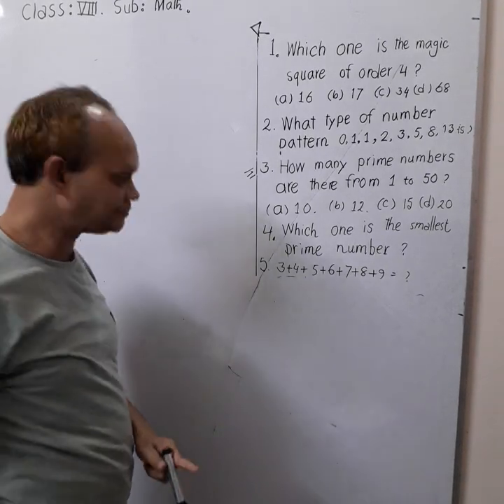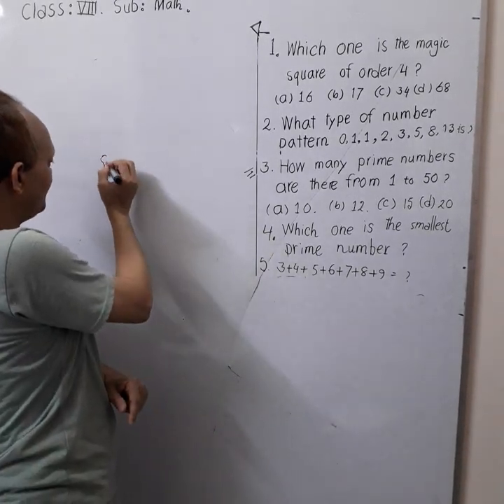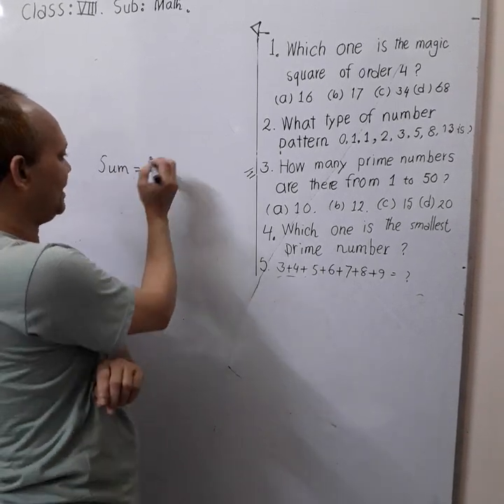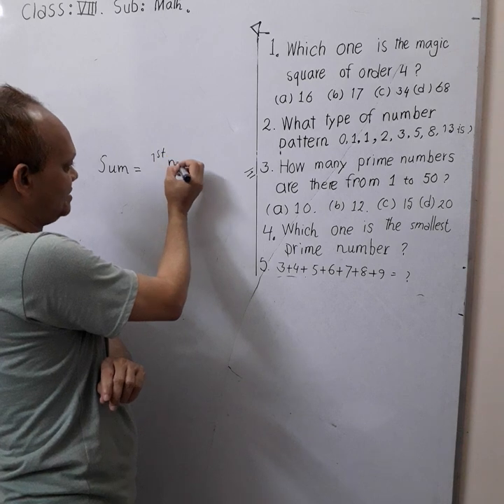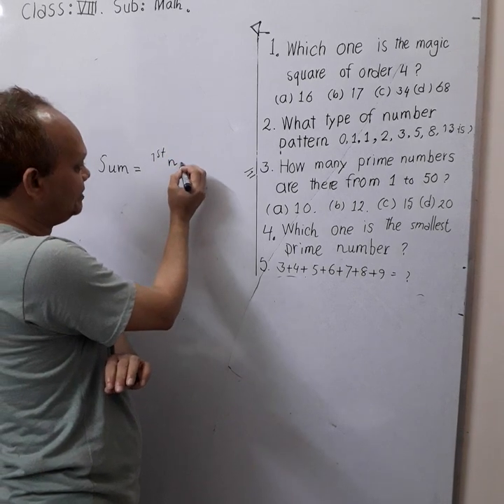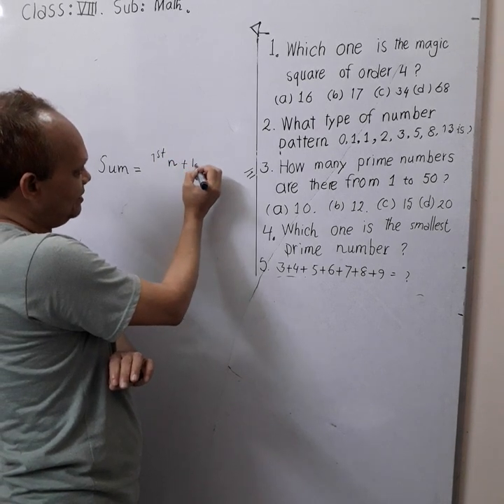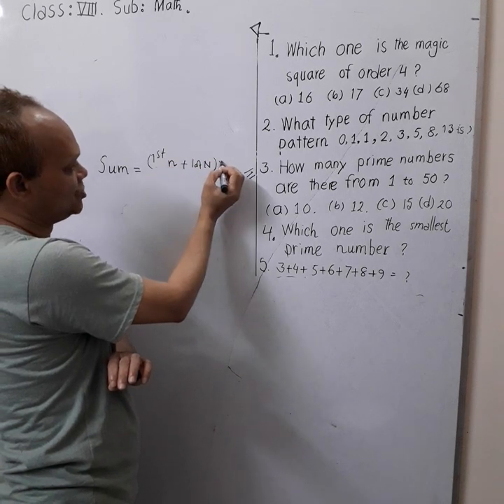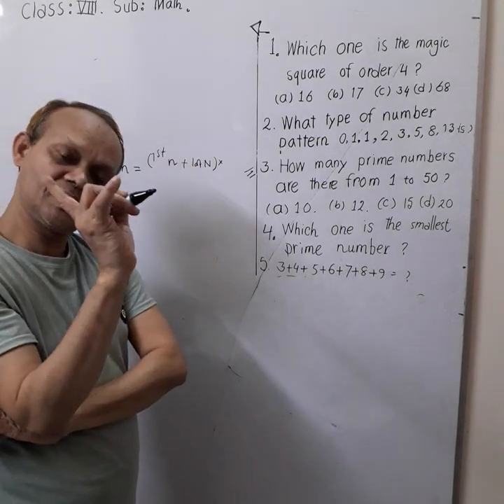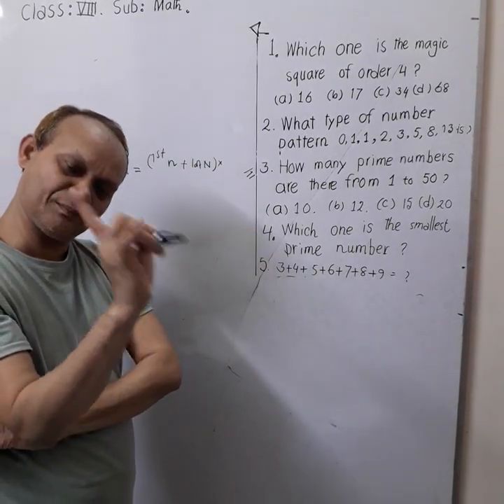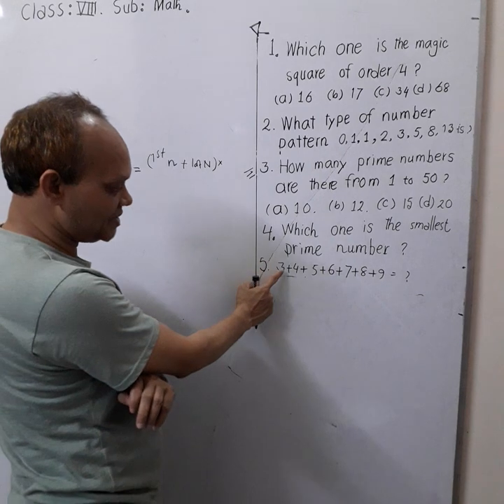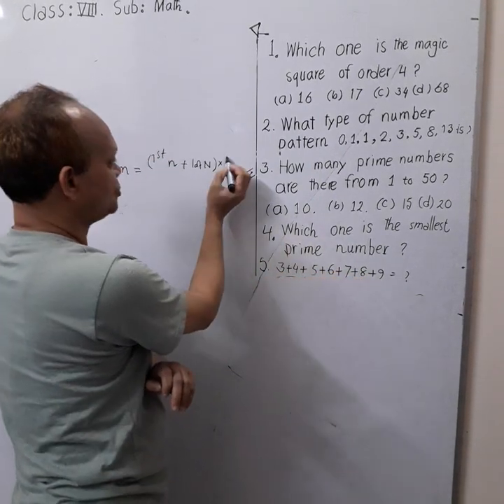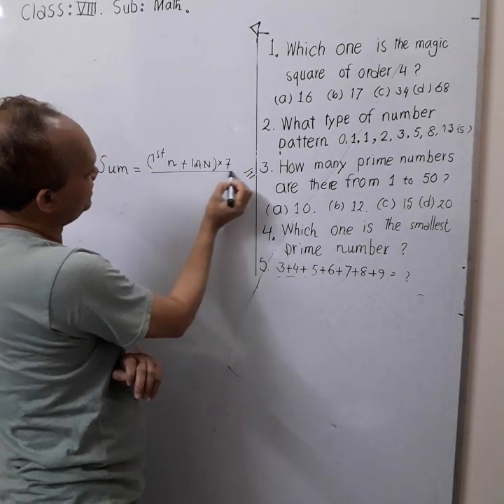Now you see, sum equal to first number plus last number, bracket closed, into number of terms, or number of numbers. How many numbers here? 1, 2, 3, 4, 5, 6, 7. So 7. Then divided by 2.